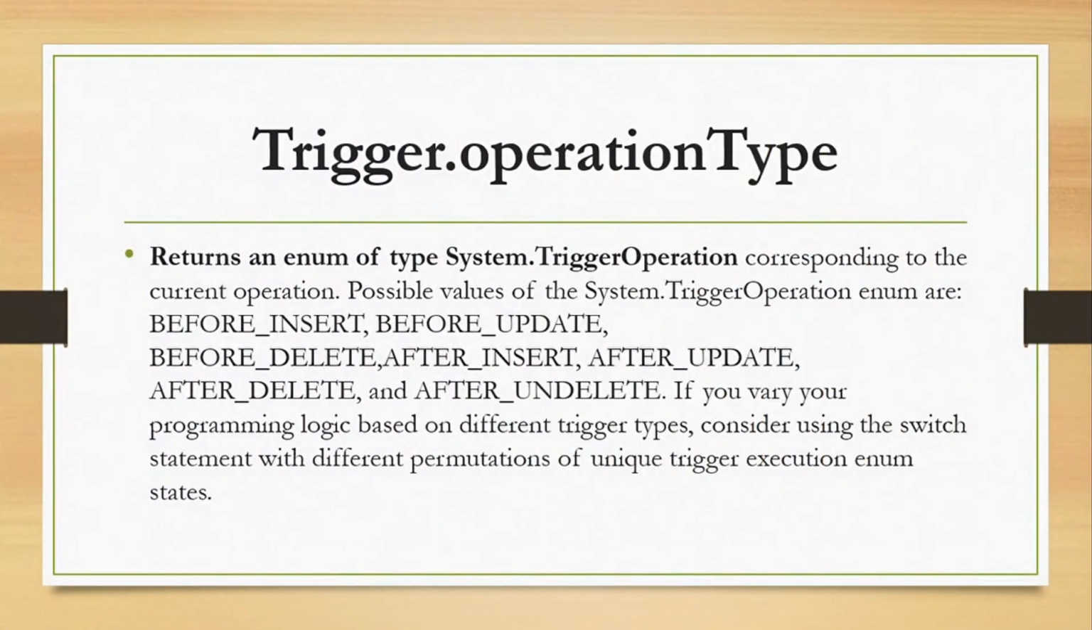So trigger.operationType returns an enum of type System.TriggerOperation corresponding to the current operation. Possible values of the System.TriggerOperation enum are: BEFORE_INSERT, BEFORE_UPDATE, BEFORE_DELETE, AFTER_INSERT, AFTER_UPDATE, AFTER_DELETE, and AFTER_UNDELETE.